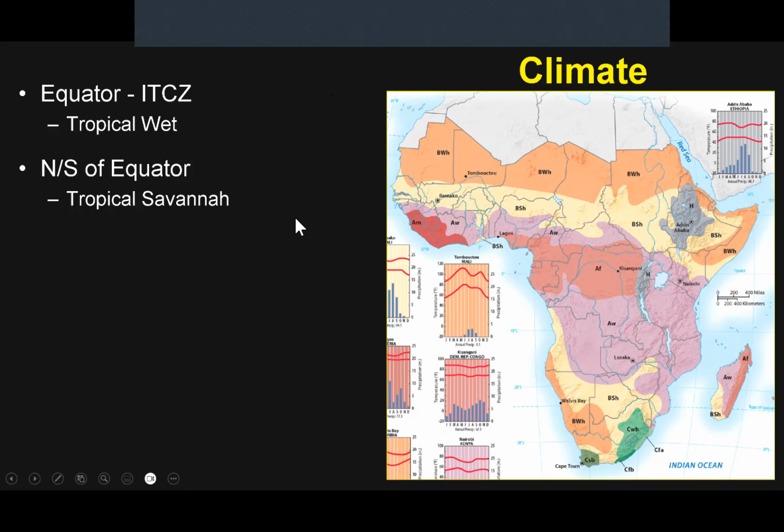North or south of the equator, you get tropical savannas. So you know they'll have a distinct dry season. The wet season on the northern side would be in the North American summertime. And then the North American winter time, or the Northern Hemisphere winter time, that would then be the dry season. And that's reversed south of the equator.